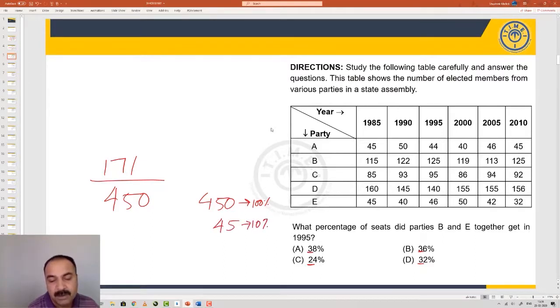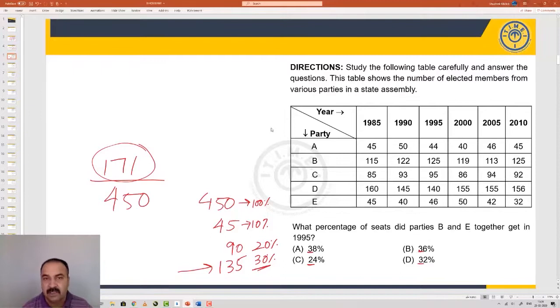And therefore 20% will be 90. And 30% would be 45 threes are 135. Now this number 171 is decidedly more than 135, which is 30%. Therefore, the answer is going to be in the 30s. Therefore, option C cannot be your answer. Now we will have to check whether it is 38% or 36% or 32%.